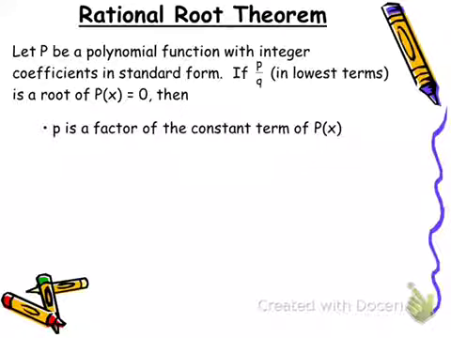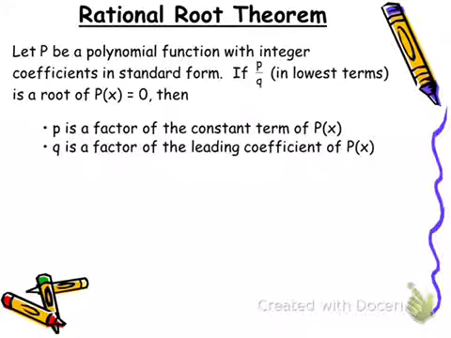What do we mean by constant term? The last term without a degree. It's the term without an x. Yeah, no variable. Right. And q, what do we know about q? No, q can't be 0. q is a factor of the leading coefficient of P of x.